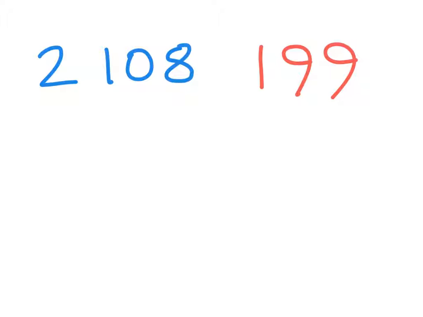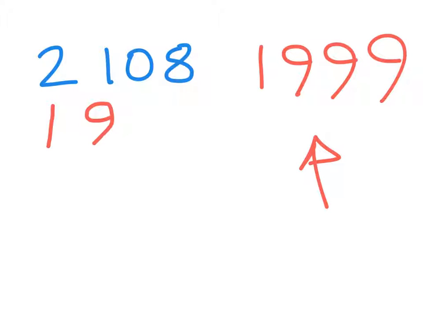Let's do another example. Let's say I have a number like 2,108 and another number like 1,999. Well, this number looks really big because of all the nines, but remember, let's write it vertically so that we can compare. So I'm going to make sure to line up my 1,000s place value and my hundreds and my tens and my ones.